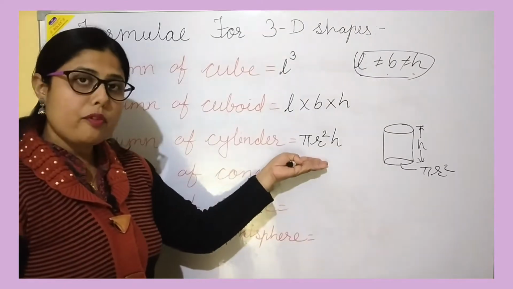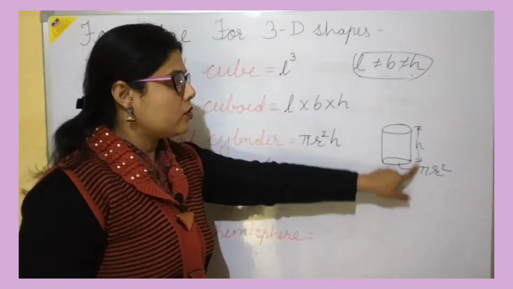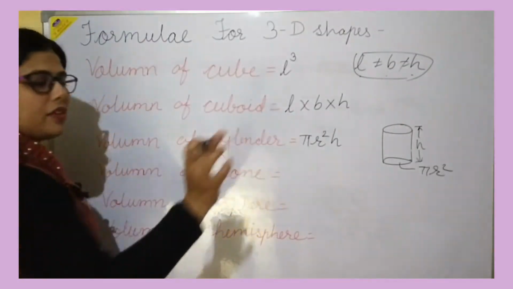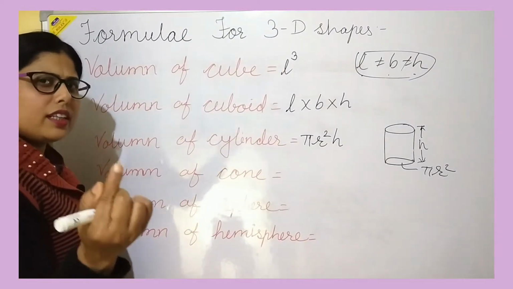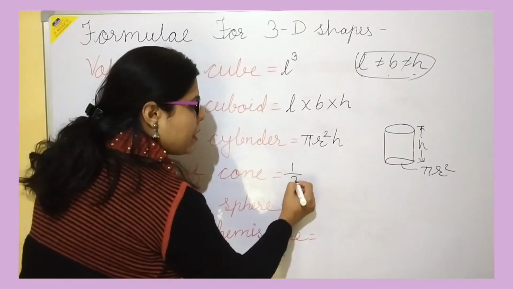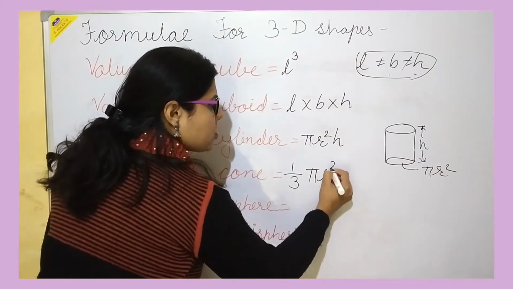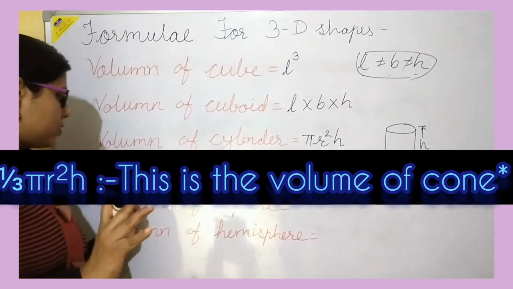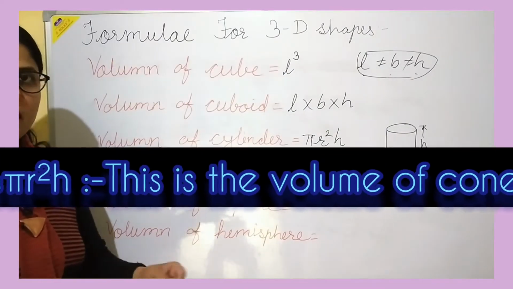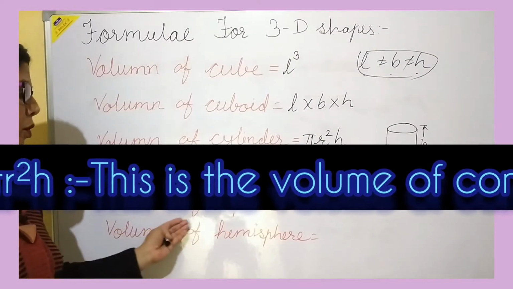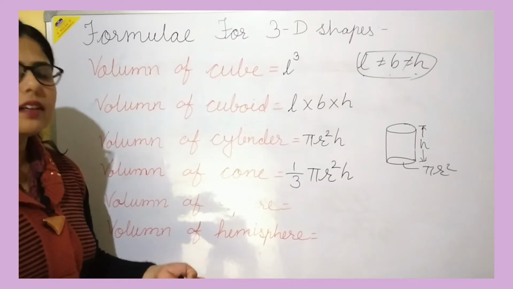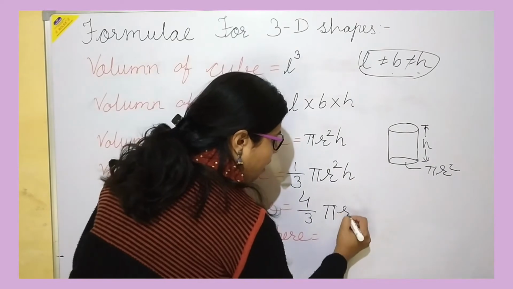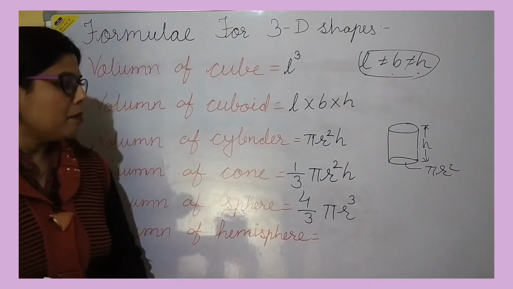And how is this formula made up? Because the base is pi r square and then there is the height, that is pi r square h. Very easy. And the same formula we find in cone also, but only one thing we have to add there, that is 1 by 3 pi r square h. Now let's move to our next shape, volume of sphere. Again very easy, that is 4 by 3 pi r cube.